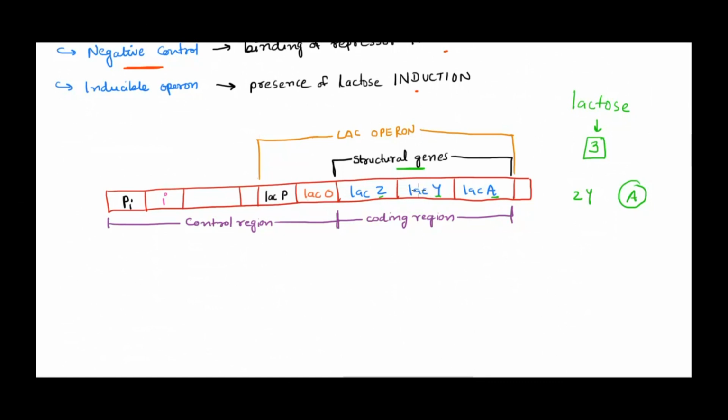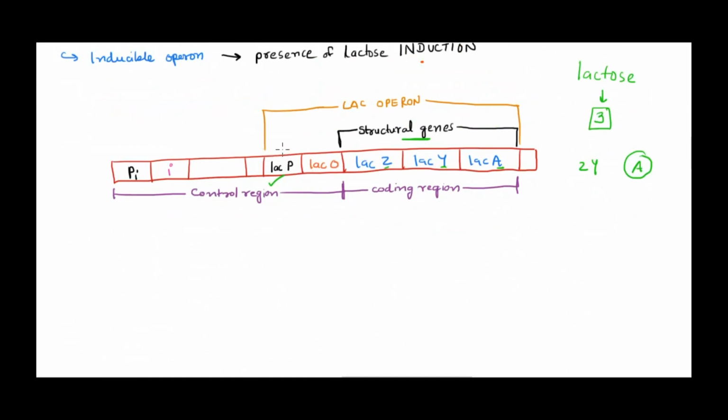Now these 3 are called structural genes that code for your protein, your enzyme. Of course these genes need a promoter, so that promoter is called LacP, the promoter for Lac genes. And between this promoter and the structural genes, there is a region called the operator region. This is O for operator, the Lac operator. We'll just come to why this operator is needed between the promoter and genes.